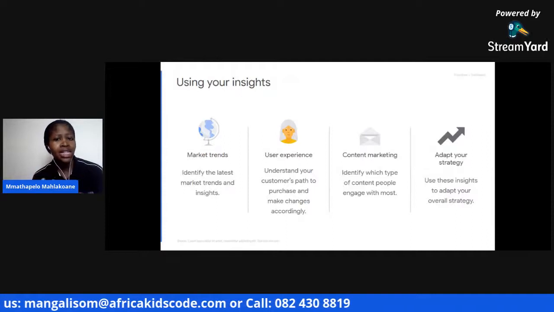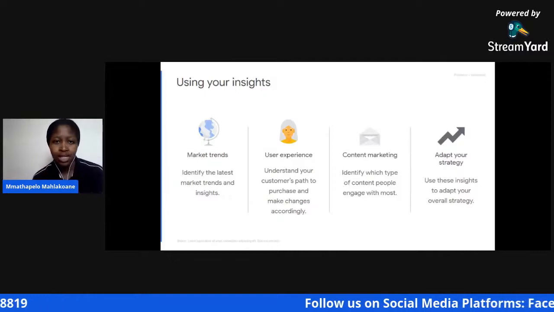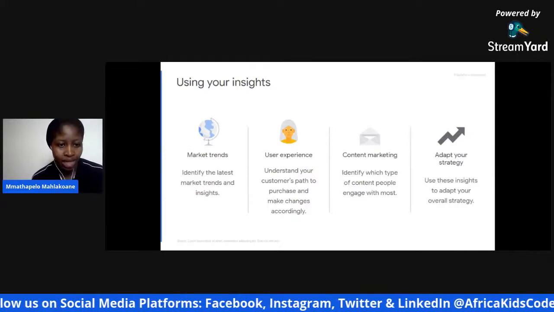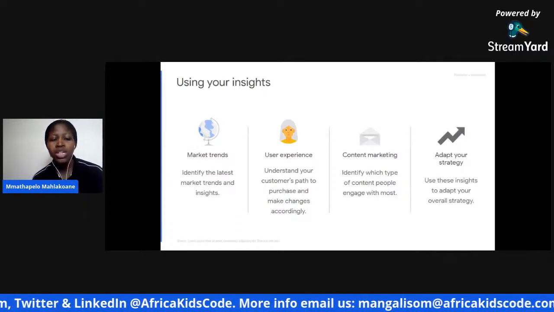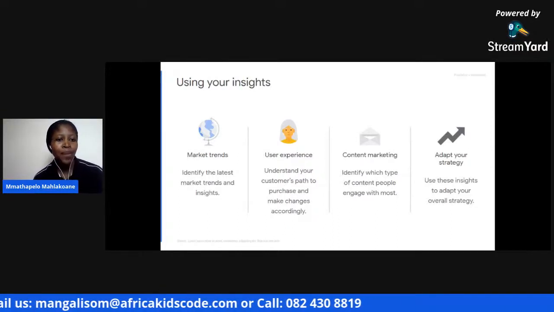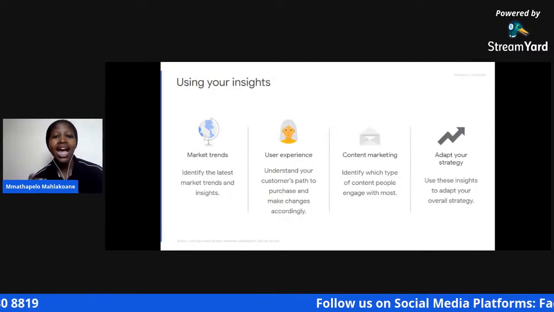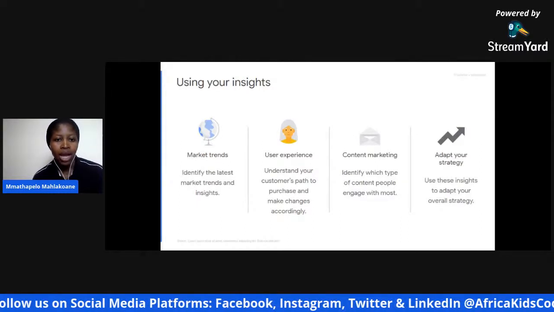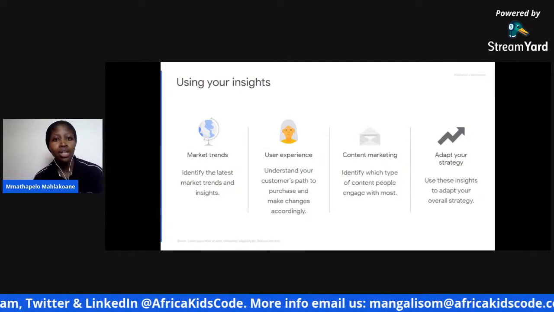So we've got some ways insights and data can be used. We've got market trends. Market trends identify the latest market trends and insights. Secondly, we've got the user experience. The user experience helps you understand customers' path to purchase and make changes accordingly. We've got content marketing, which identifies which type of content people engage with most. We've got adapt your strategy. Use these insights to adapt your overall strategy.